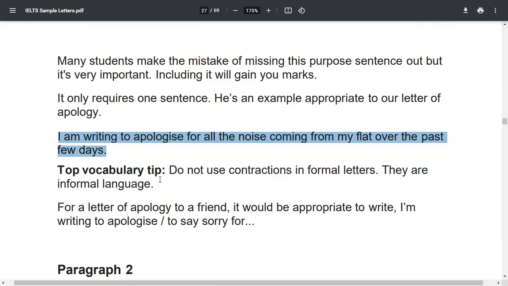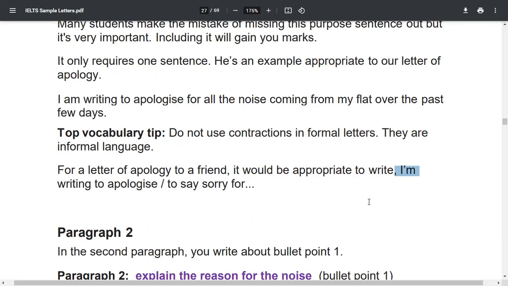So, a top vocabulary tip: do not use contractions in formal letters, as they are informal language. For a letter of apology to a friend, it would be appropriate to write, I'm writing to apologize, to say sorry for. But you can't do that in a formal letter; you have to say I am. You are allowed to use contractions in an informal letter, that means if you are writing to a friend or to a family member. Okay, so we've done paragraph 1, the purpose sentence.